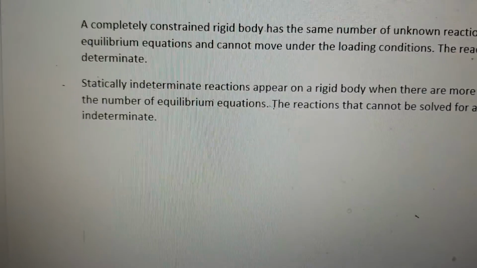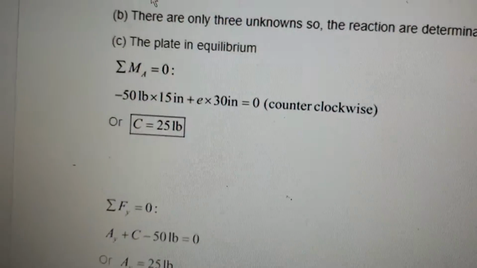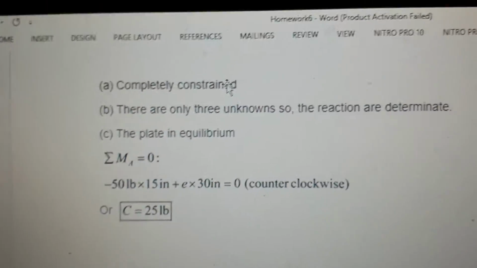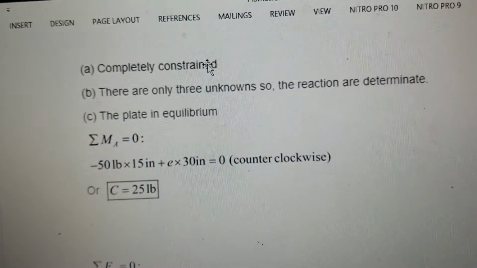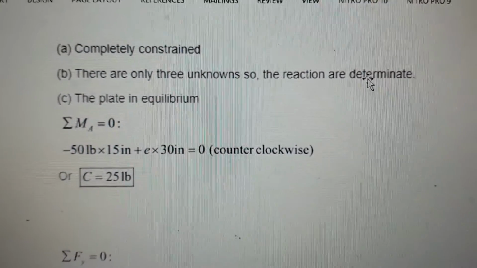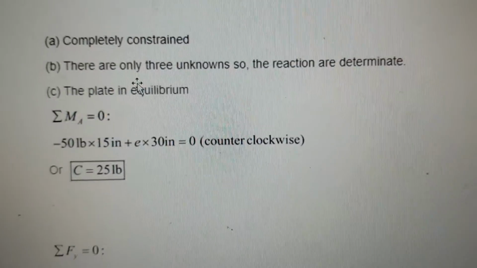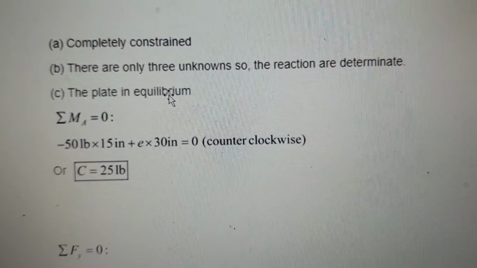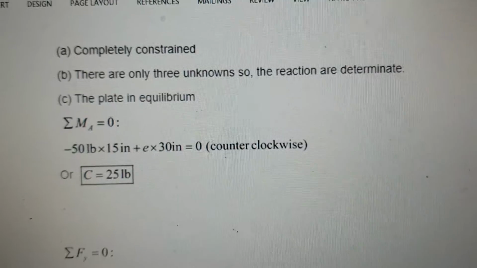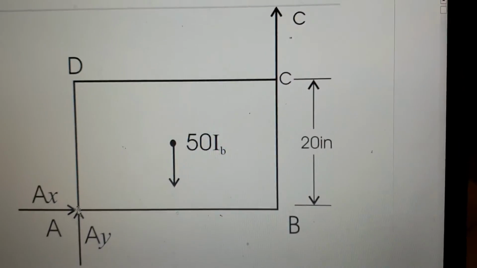So the answer for this, since we have 3 equations and 3 unknowns, is completely constrained. The body is at static conditions, and there are only 3 unknowns, so the reaction is determinate because we have 3 unknowns. And the plate is in equilibrium. Let's take moment at A, to cancel out AX and AY.